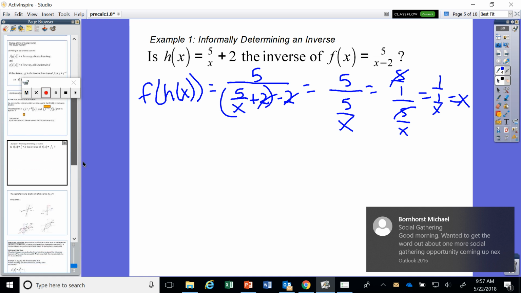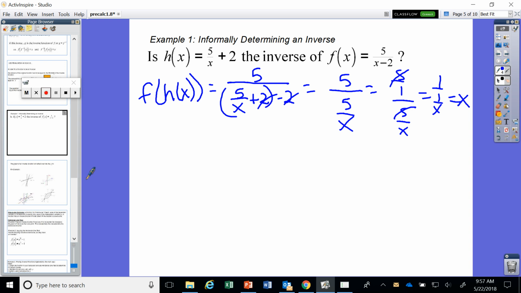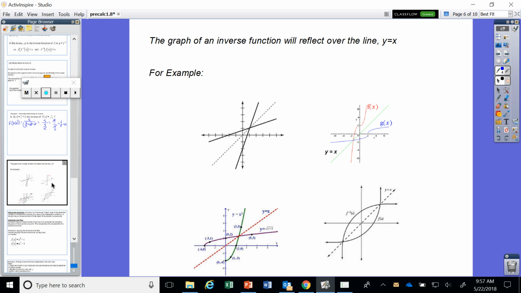All right, let's continue to push forward a little bit. What about graphs? Let's take a look here at some specific graphs of our function. So here are just some basic graphs. The graph of an inverse function will reflect over the line y equals x. So here's some examples here. Our line y equals x is our dotted line in this first example, and we see the reflection over y equals x.